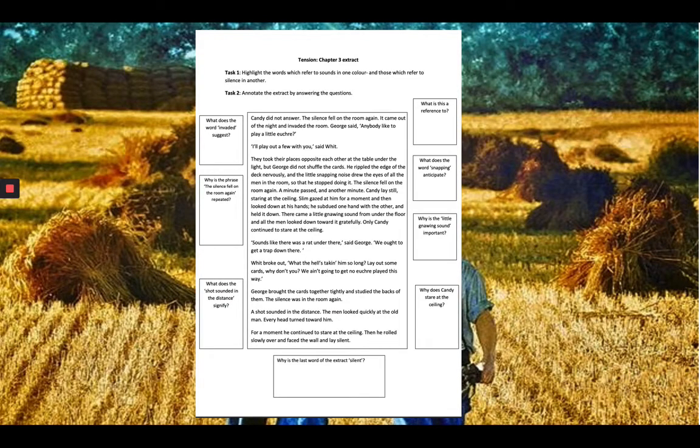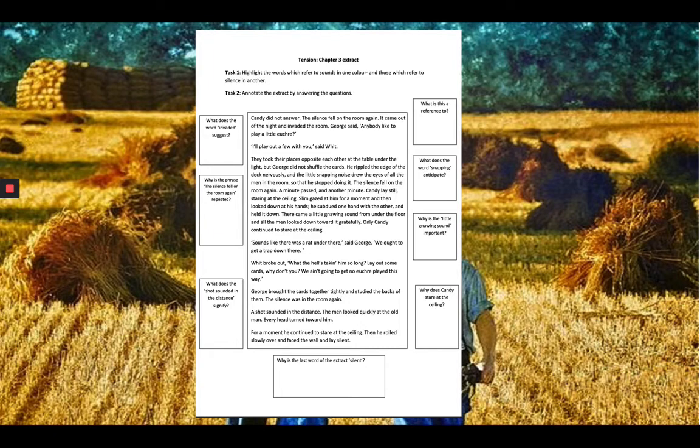Whit broke out. "What the hell's taken him so long? Lay out some cards, why don't you? We ain't going to get no euchre played this way." George brought the cards together tightly and studied the backs of them. The silence was in the room again. A shot sounded in the distance. The men looked quickly at the old man. Every head turned towards him. For a moment he continued to stare at the ceiling. Then he rolled slowly over and faced the wall and lay silent.